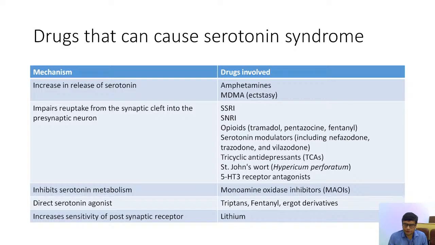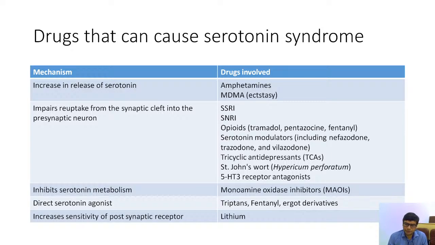Some of the drugs which cause serotonin syndrome. Serotonin syndrome is basically because of elevated serotonin levels. So it can be because of increased release, as happens in case of amphetamines and some drugs of abuse like ecstasy, or because of impaired reuptake, like happens with SSRIs, SNRIs, some of the opioids, and tricyclic antidepressants.